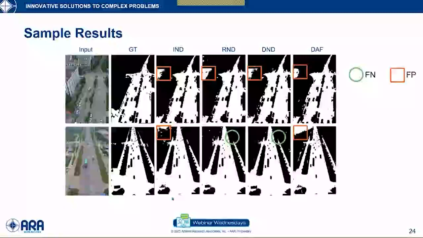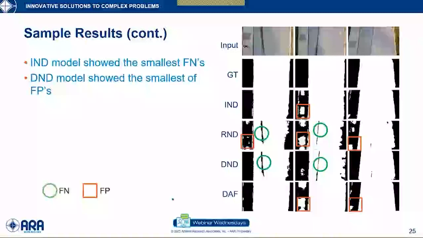Similarly, the top four models were used to produce the final result using the Iowa data set. There are some false negatives for the oil marks and false positives for the sidewalk, recognizing the sidewalk as pavement in some models. However, the IND model, shown in the third column, third row, shows the smallest false negatives, and the DND model shows the smallest false positives. So it can be concluded that the IND and DND show the best performance for extracting pavement using UAV images.